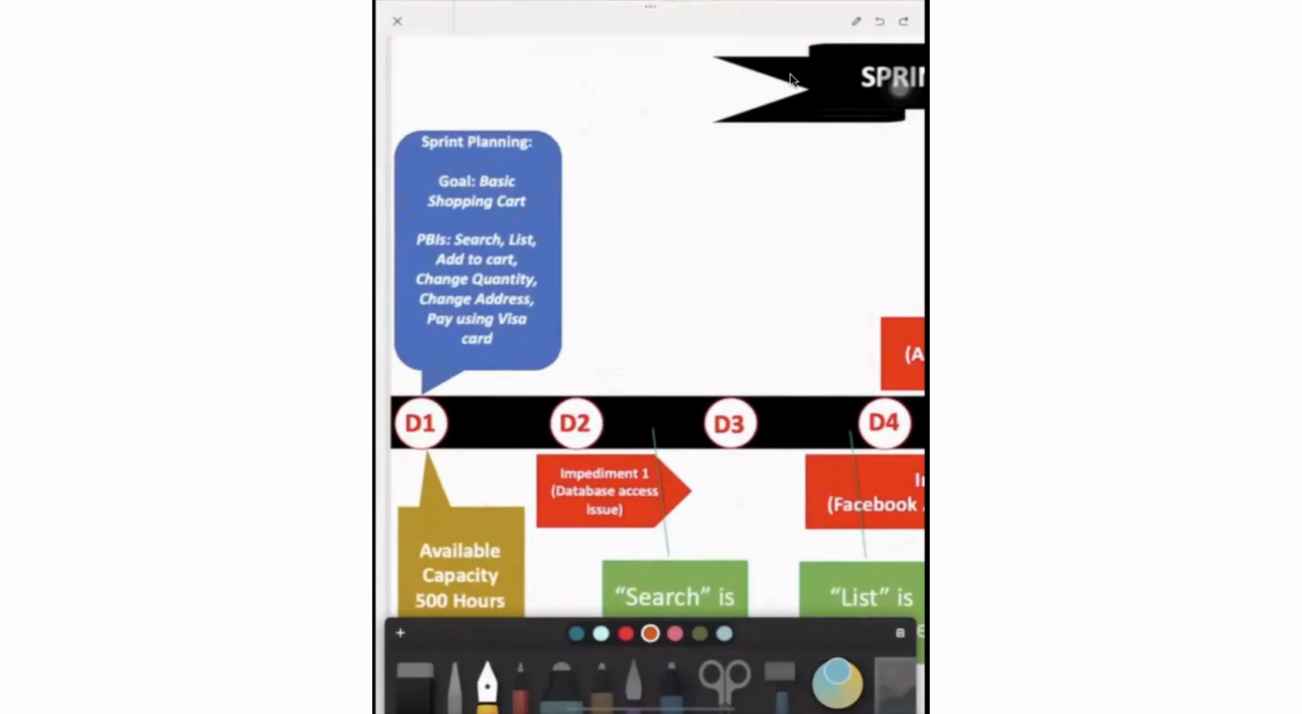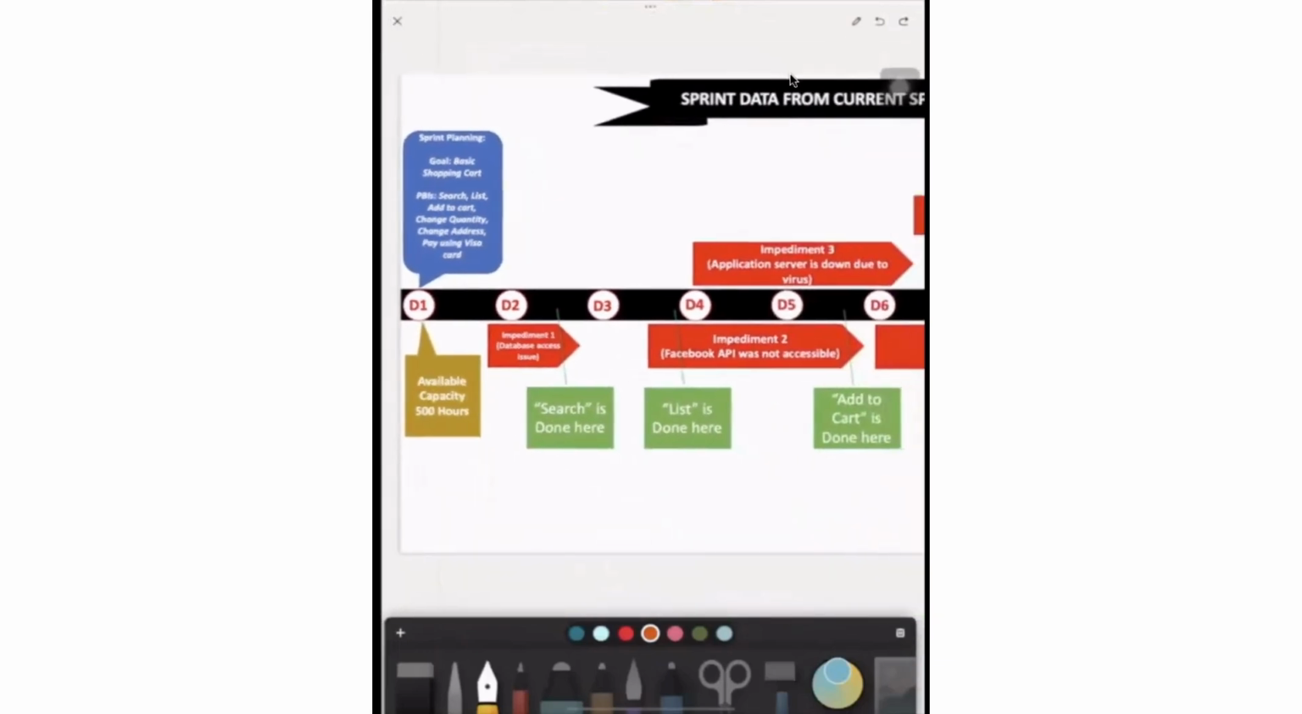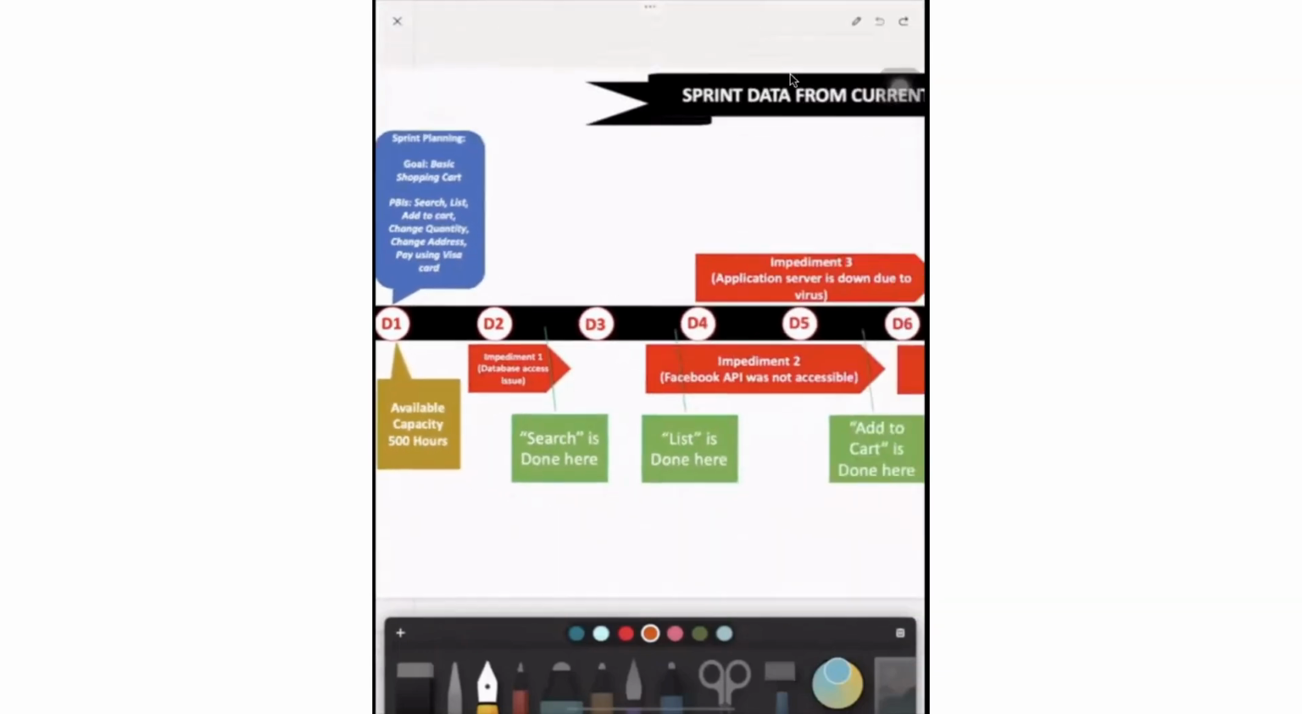In order to achieve that goal, according to the priority decided by the product owner, the team selected search list, add to cart, change quantity, billing address, and payment using Visa card. These are the items selected. And then we had 500 hours of capacity available.